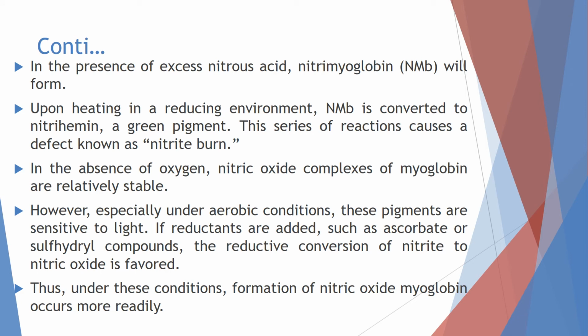Now when metmyoglobin, that is oxidized myoglobin, reacts with nitrous acid, it will form nitrimyoglobin, which is unstable, and further upon heating it converts to nitrihemin, a green pigment which is undesirable. This series of reactions causes a defect known as nitrite burn. So there is a need for reducing agents such as ascorbates and sulfhydryl groups to convert this metmyoglobin into myoglobin.